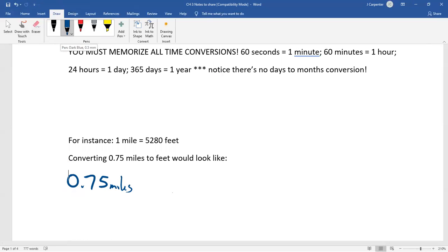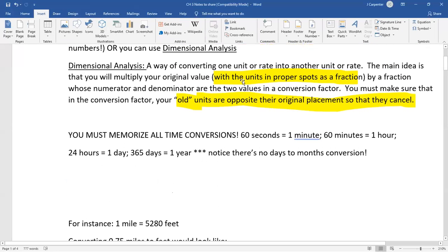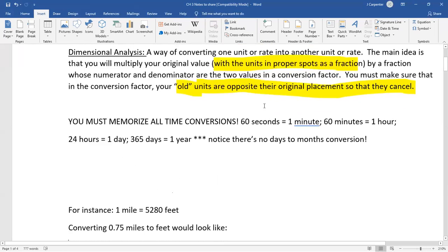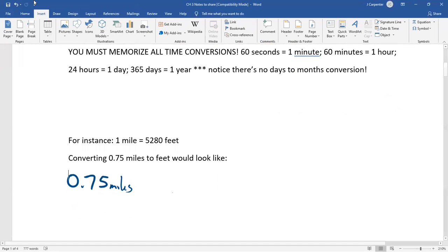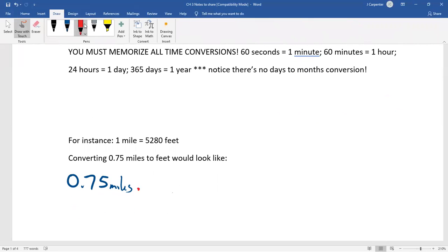So this is our original value. That's what we start with. The process is you start with your original value with its units in the proper spot. And then we're going to multiply. We multiply by a fraction. That's dimensional analysis. What do you do with your number in units? Multiply by a fraction.